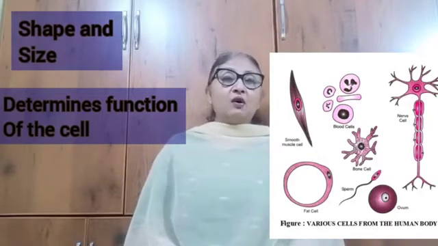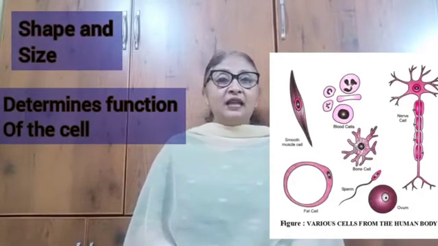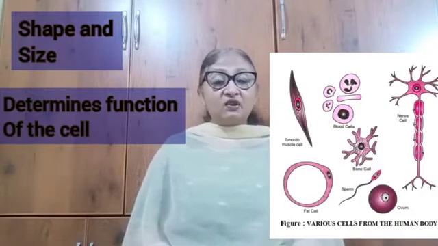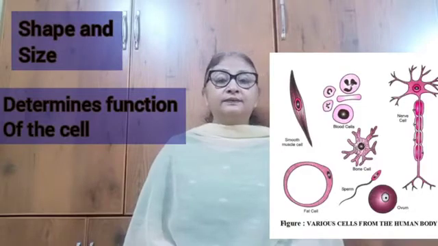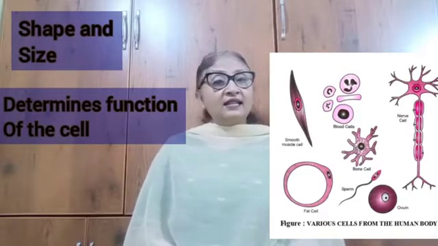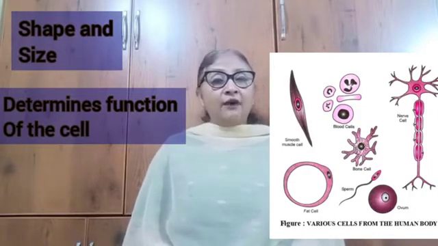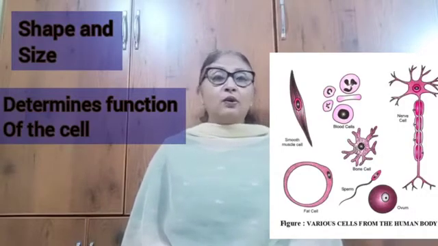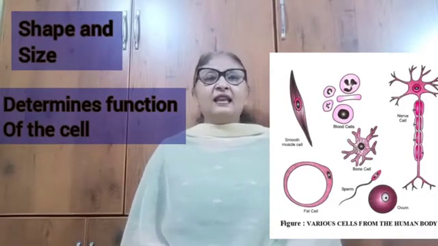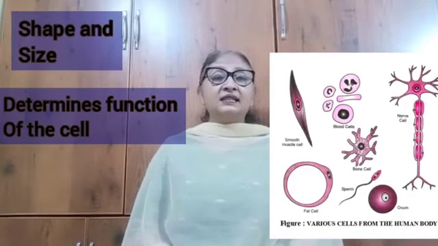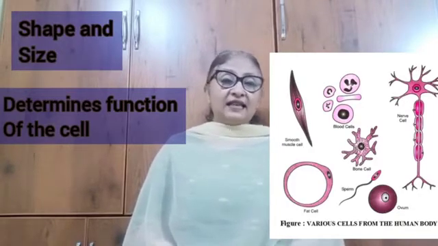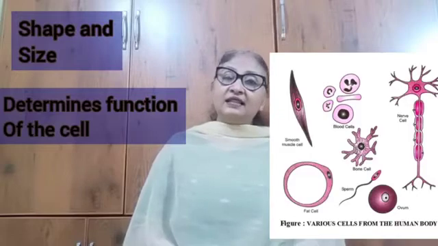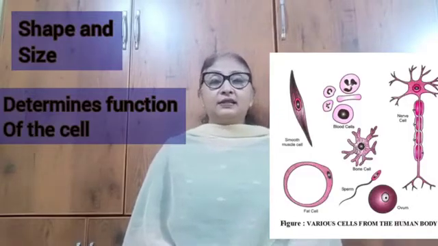The bone cell is also known as osteocyte. It resembles somewhat an ice crystal and it gives support. And lastly, the fat cell, which is otherwise known as adipocyte. So we have seen various examples of different types of cells found in humans. The shapes are different, the sizes are different, and thus their function also differs.